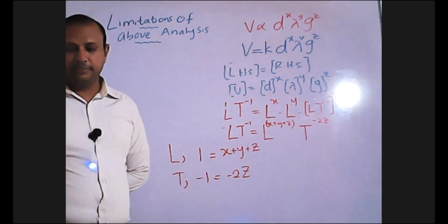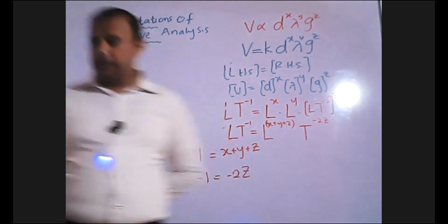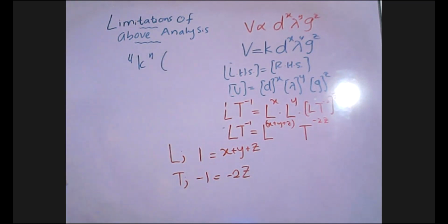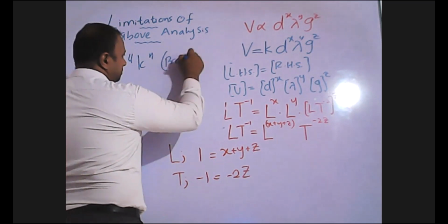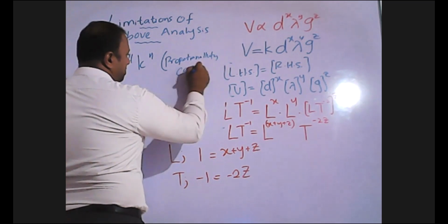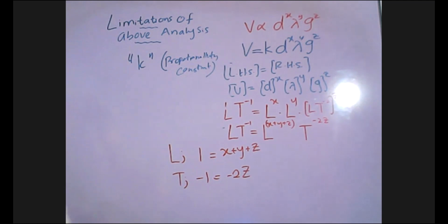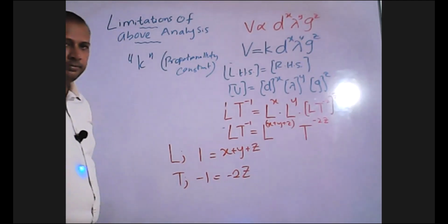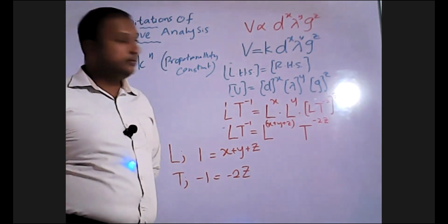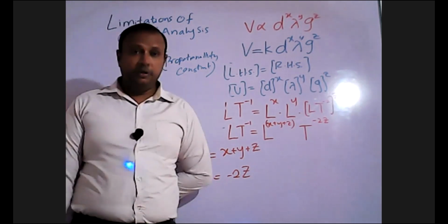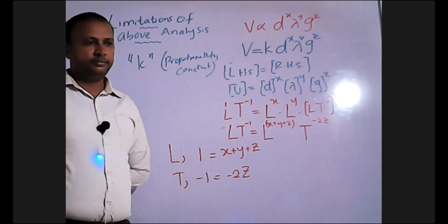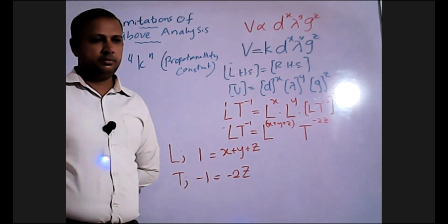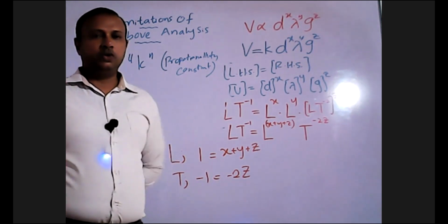The value of K, within the brackets, the proportionality constant, cannot be determined using this method.